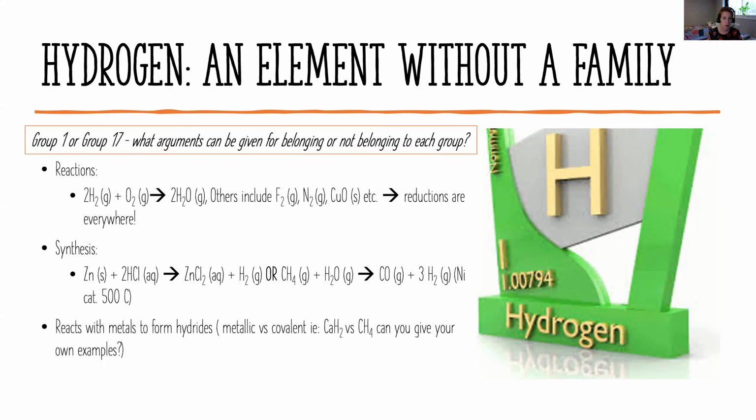Okay, so to recap on this slide, what arguments can be given for belonging or not belonging to each group? Well, in terms of hydrogen reacting like an alkali metal, it's very reducing. It's the reducing agent. It's easily oxidized, similar to how all of group 1 alkali metals are easily oxidized into the +1 state, right? And then in terms of halides, it also reacts as a halide because it's readily available to form that hydride and accept that electron to then form the helium noble gas configuration, right? So that's how it would belong to group 1 and how it would belong to group 17.